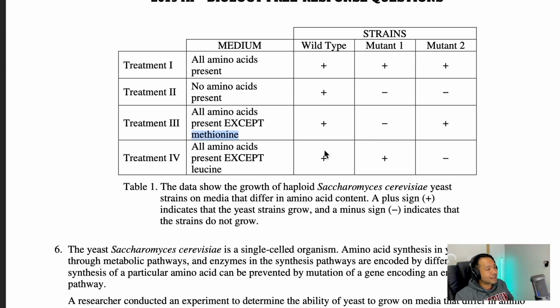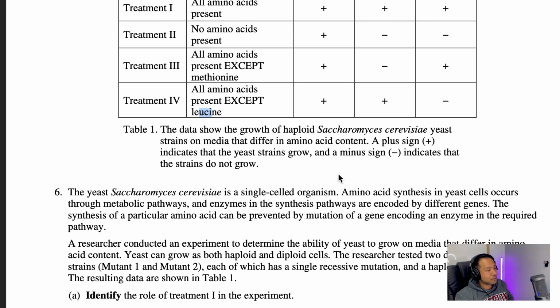But on the other hand, they can make leucine, because mutant 1, you can see that if you present all amino acids except for leucine, they can happily make leucine all day long and be fine, but mutant 2 cannot make leucine. Okay, so now we know that mutant 1 is deficient in their ability to make methionine. Mutant 2 is deficient in their ability to make leucine.